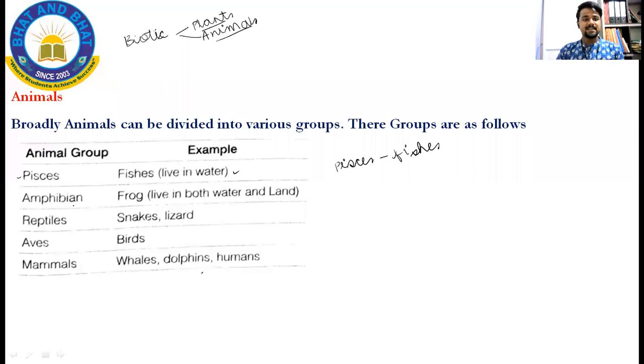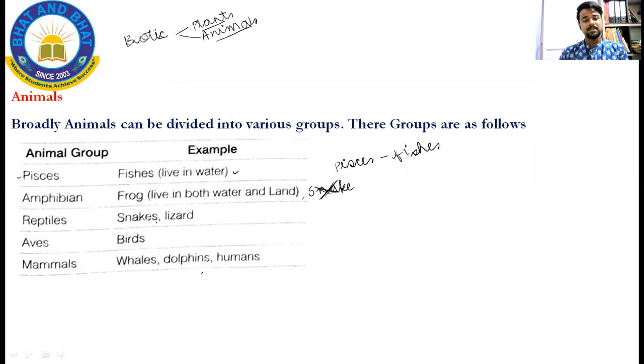Clear now? And if I say amphibians, these are the group of organisms which live both in water and land. Apart from frog, can I take the example of snake? Is a snake an amphibian? All of you tell me. No, snake is a reptile. So that is what I'm telling you. Snake is a reptile. That is, you should remember.